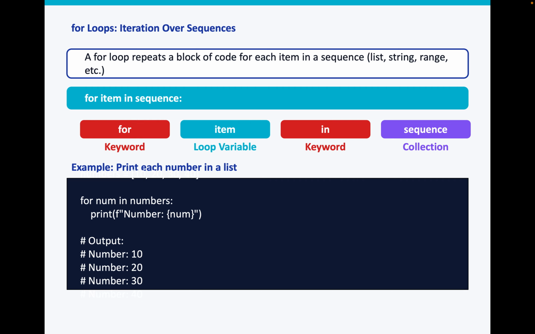We write a loop: for number in numbers, and then print the number. What happens is Python goes through the list one item at a time. In the first iteration, number becomes 10, and in the next iteration the number becomes 20, and so on.